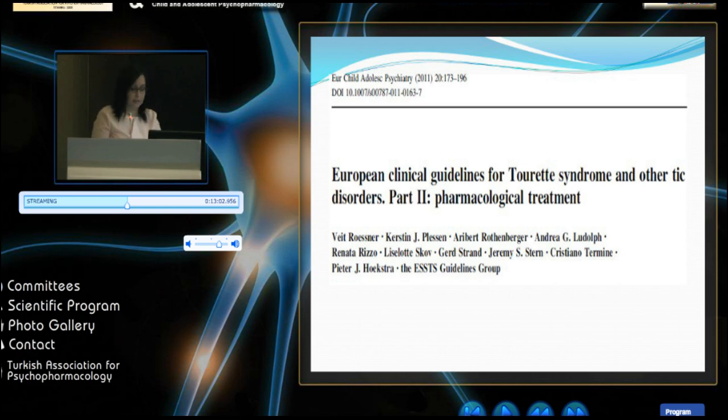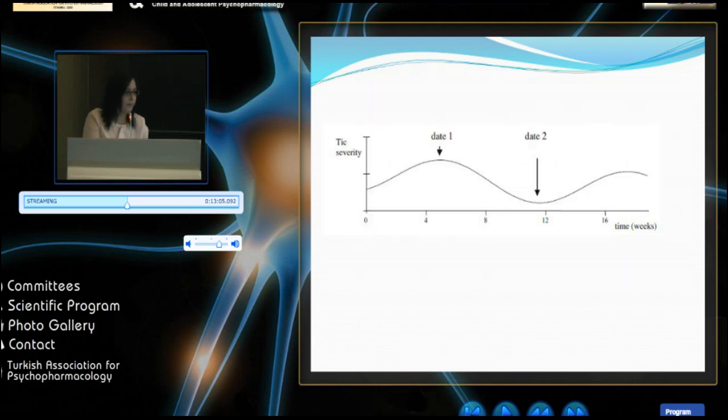From the pharmacological perspective, what do we do? Until now I talked about behavioral treatments. It is very difficult to establish guidelines for pharmacological treatment. The reason is that when we look at this axis, we see tic severity and time. And this curve is showing us that the tic is decreasing. This is the natural course of tics, because during certain periods they're increasing and in certain periods they're decreasing.